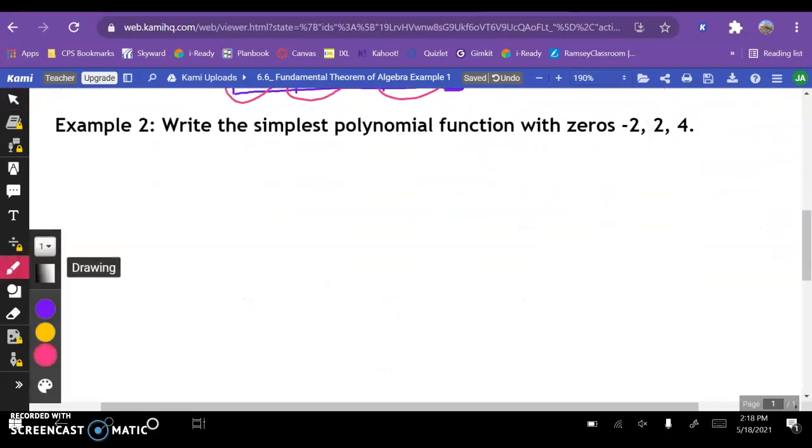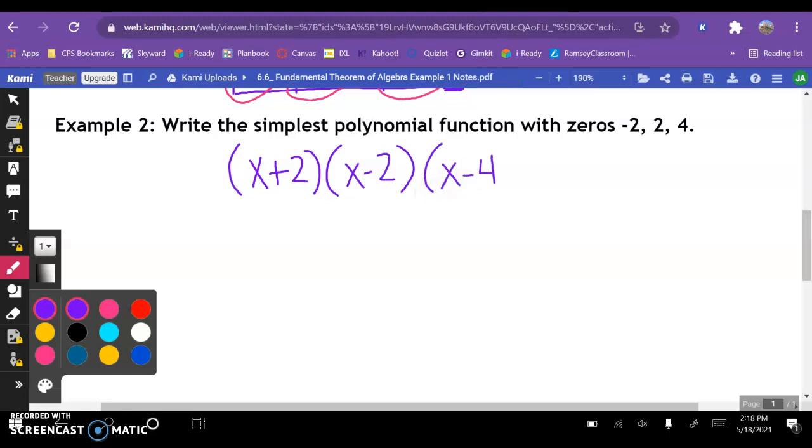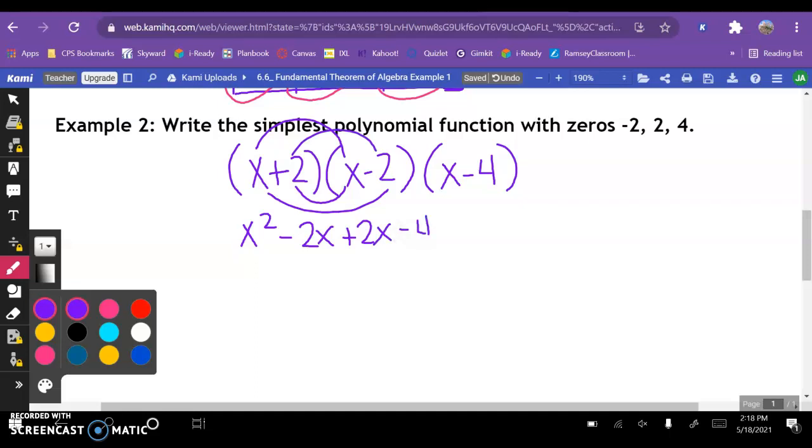All right, so one more question like this. Our zeros are -2, 2, and 4. So remember to set these up, we have to make opposites. So x plus 2, x minus 2, and x minus 4. So FOIL the first two. First would be x squared. Outside would be -2x. Inside would be +2x. And last would be -4.